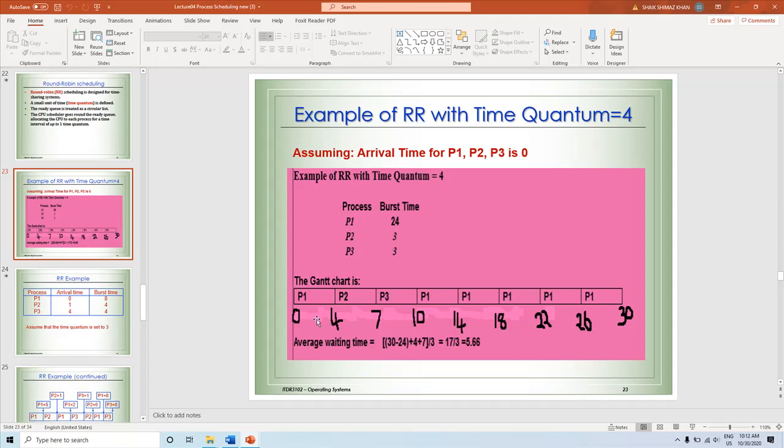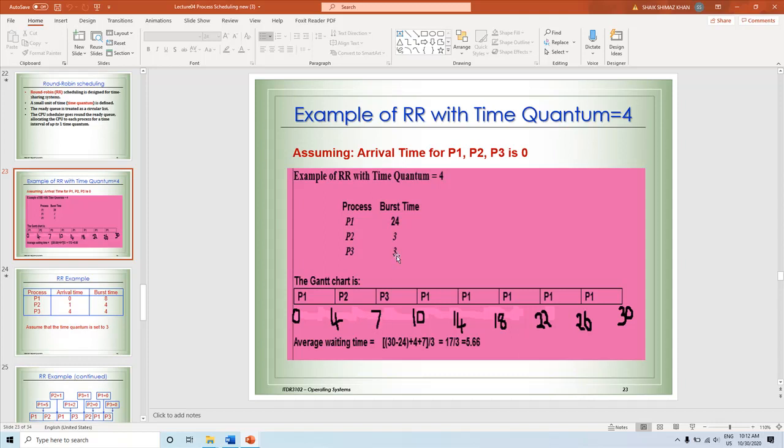So it uses 4 milliseconds. Then after the 4 milliseconds, the context switching takes place. The CPU is allocated to the process 2. However, process 2, even though the time quantum is 4, its burst time is just 3 milliseconds. So it is finishing at 7 milliseconds. 4 plus 3, 7.